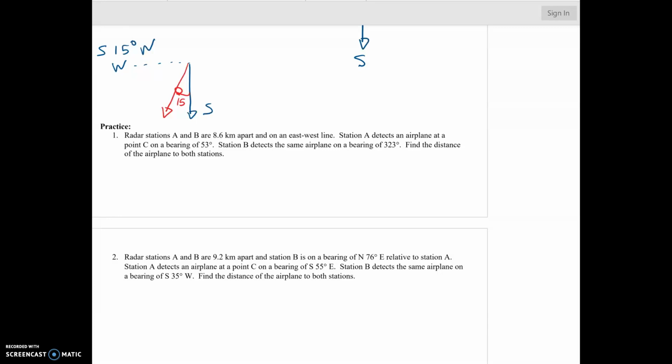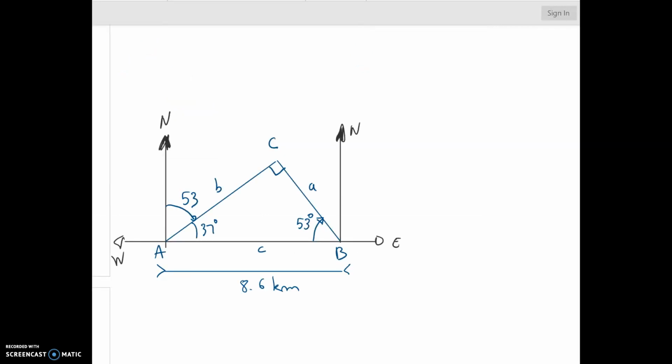So first, it's very important for you to read your problem properly. And second, it's very important for you to represent your problem the best way. So here's the representation. All right, guys, so I just represented the problem for you. I'm going to repeat that. We have two stations, A and B, right here, a distance of 8.66 kilometers apart on an east-west line.